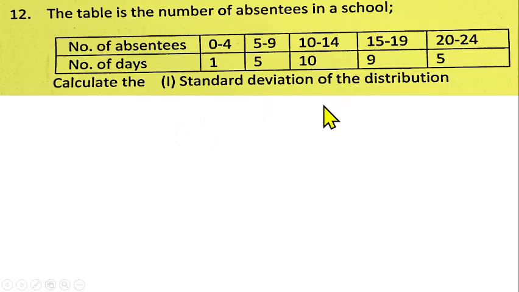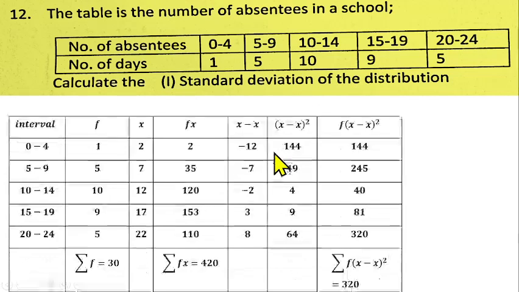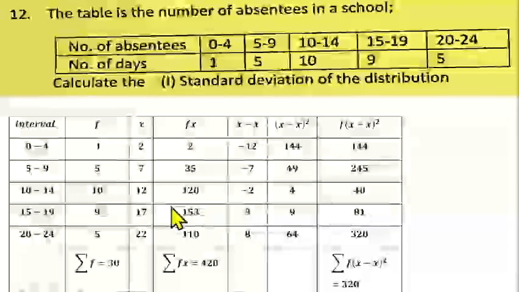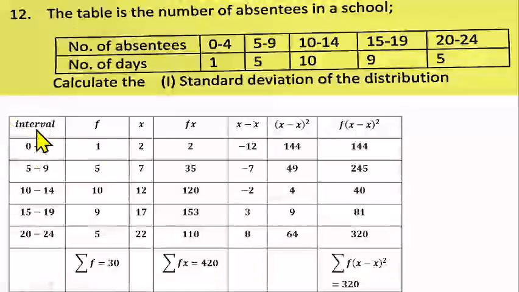Before you can find the standard deviation, we need to first get our mean. And how do we get the mean? We have the intervals you have been given. Write them like 0 to 4, 5 to 9, 10 to 14, 15 to 19, and 20 to 24. Given the frequencies 1, 5, 10, 9, and 5, you sum the frequencies together and you have 30.